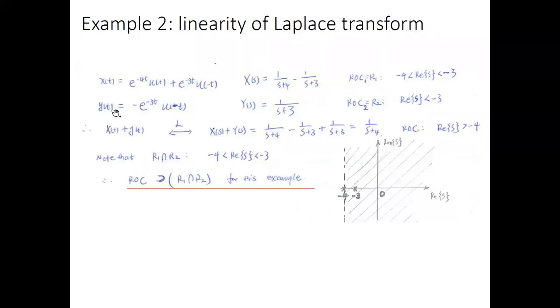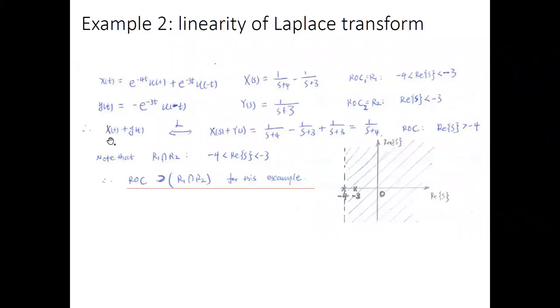Now let's consider a different signal Y, which is minus the exponential minus 3t u of minus t. Actually, y is just the second term of x with an additional minus sign. And the result capital Y is 1 divided by S plus 3 using the previous result. Because small y is a left-sided signal, the region of convergence of capital Y is to the left of the pole, it's less than minus 3.